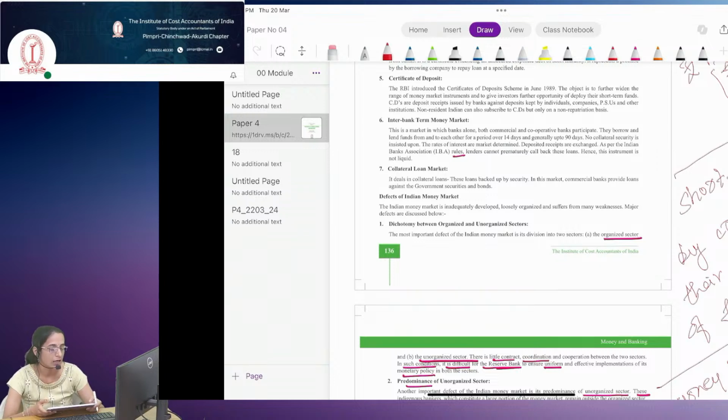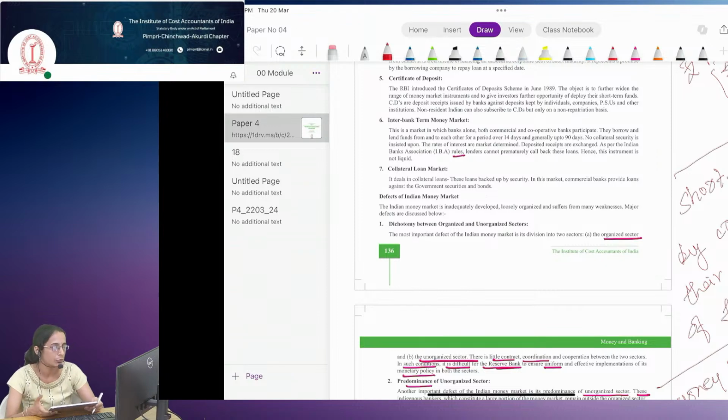So it deals in collateral loans. These loans are backed up by security. In this market, commercial banks provide loans against government securities and bonds. So what are the securities? The collateral which is provided is a government security or bond. Government securities we saw, like treasury bills. So if I have a treasury bill, a money market instrument, I will keep it with the bank and get the loan. Or a bond. If I have that bond document, I will keep it with the bank and get the loan.